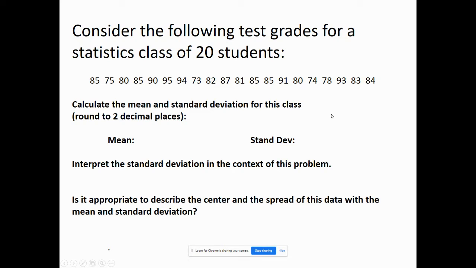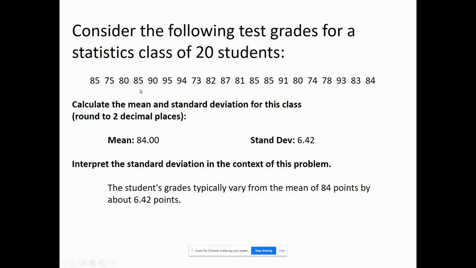First thing it's asking us to do, calculate the mean and standard deviation for this class, round to 2 decimal places. So you're never going to be expected to do any type of mean median calculation with a list like this. You want to go to L1 in your calculator, sort the list if you need to or feel you need to. Do your one variable statistics. From the one variable statistics, you identify the mean and the standard deviation. The other things they're asking us to do with it, interpret the standard deviation in the context of this problem, and is it appropriate to describe the center and the spread of this data with the mean and standard deviation.